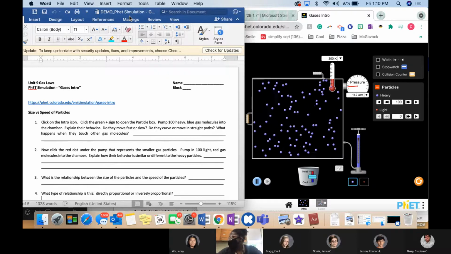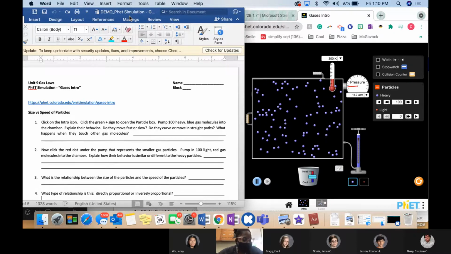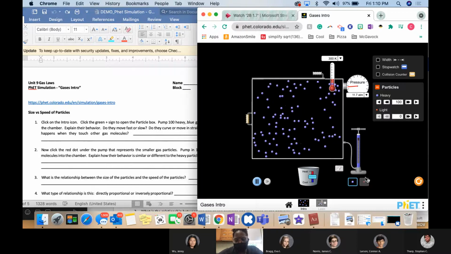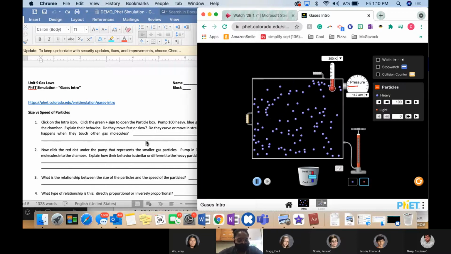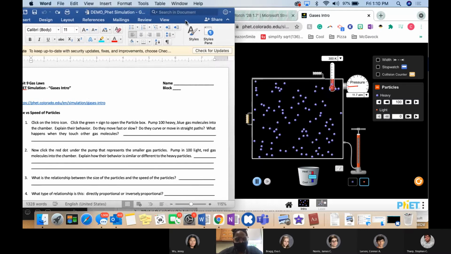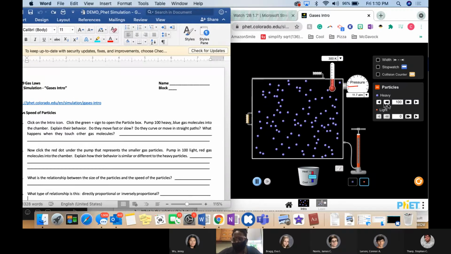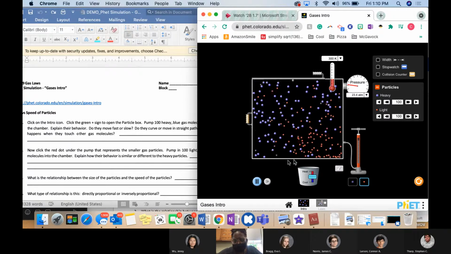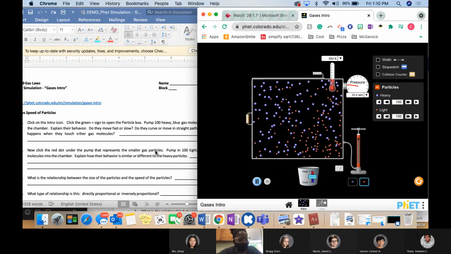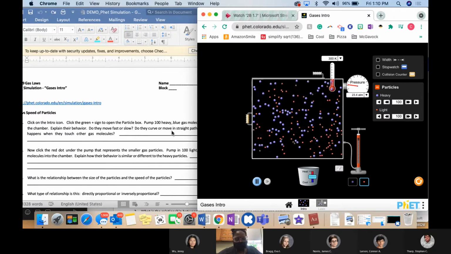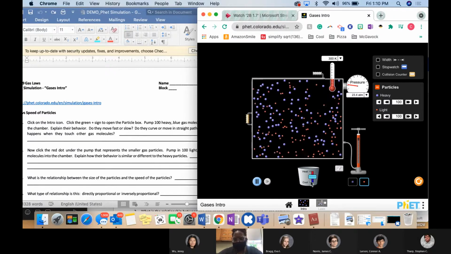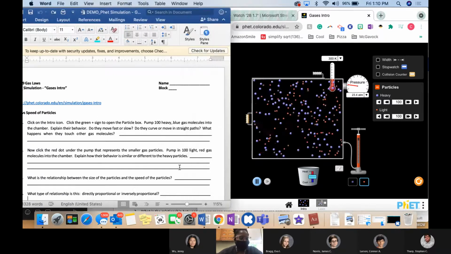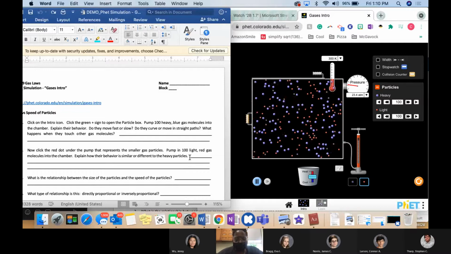All right. Next up. Are we ready? Number two says, now click the red dot under the pump that represents smaller gas particles. That's this button right here. Pump 100 light red gas molecules into the chamber. Oh, snap. Look at all that. Look at that. I mean, but really, though, this is a great representation of different particles moving at different paces.